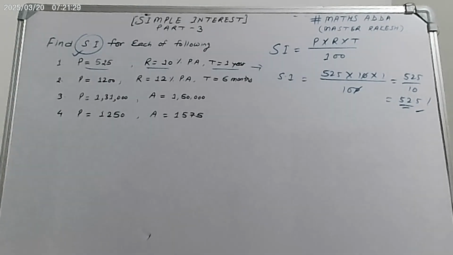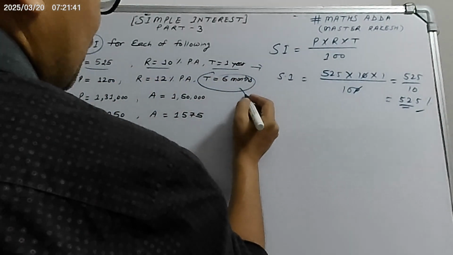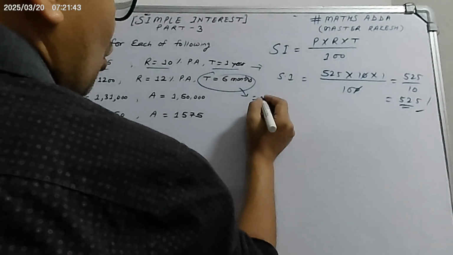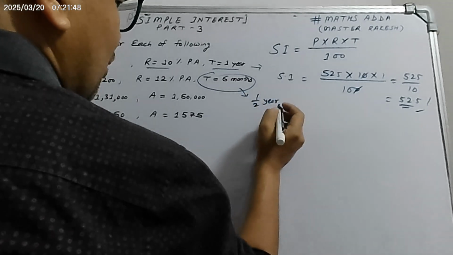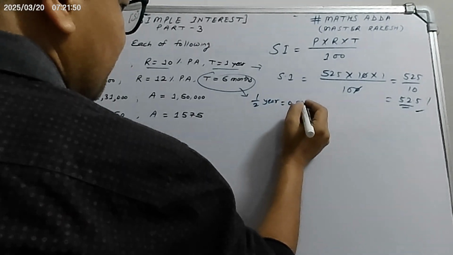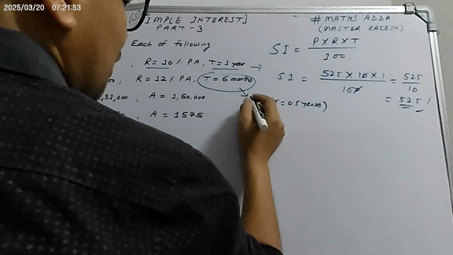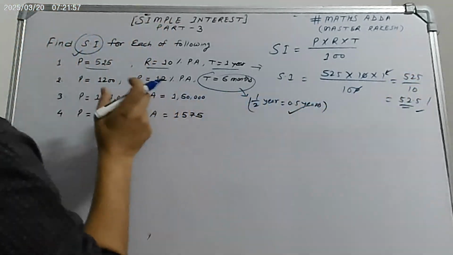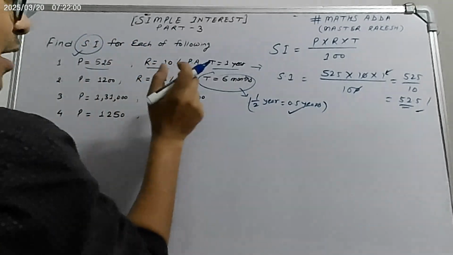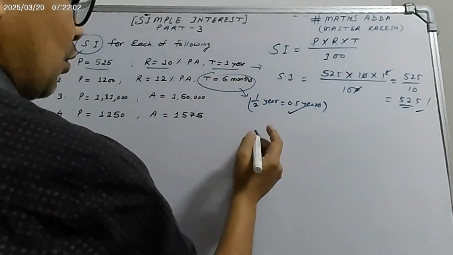The second question you can easily solve. I'll leave the second question up to you. The second question is also easy. 6 months is nothing but you have to convert it into years. 6 months equal to half year or 0.5 year. You can put this value here in place of T. Rest as it is, P is 1200.